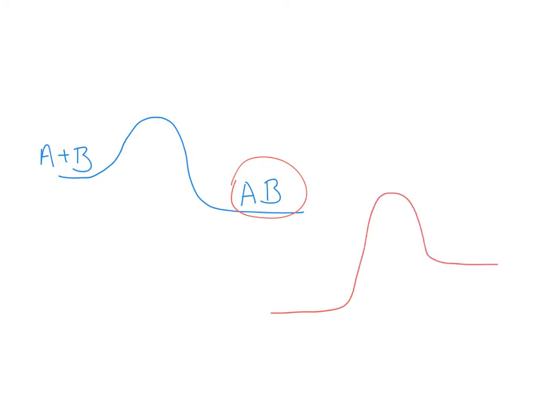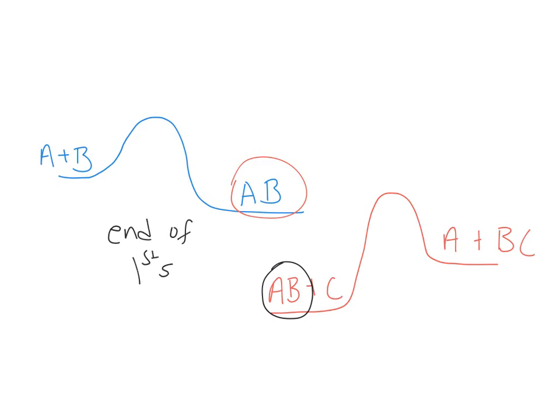Okay? And AB might react with C to make A plus BC. Now I've made him, so therefore AB is an intermediate. It is a real molecule that is formed at the end of the first step and then used as a reactant at the beginning of the second step.